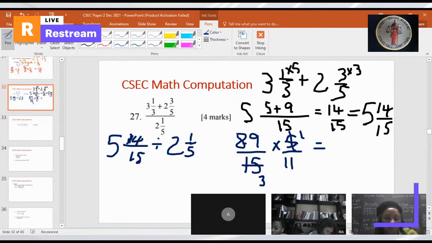Give me a second, please. 11 can't cancel 89. So now you're going to multiply. 89 times 1 is 89, and now 3 times 11 is 33. So 89 over 33.